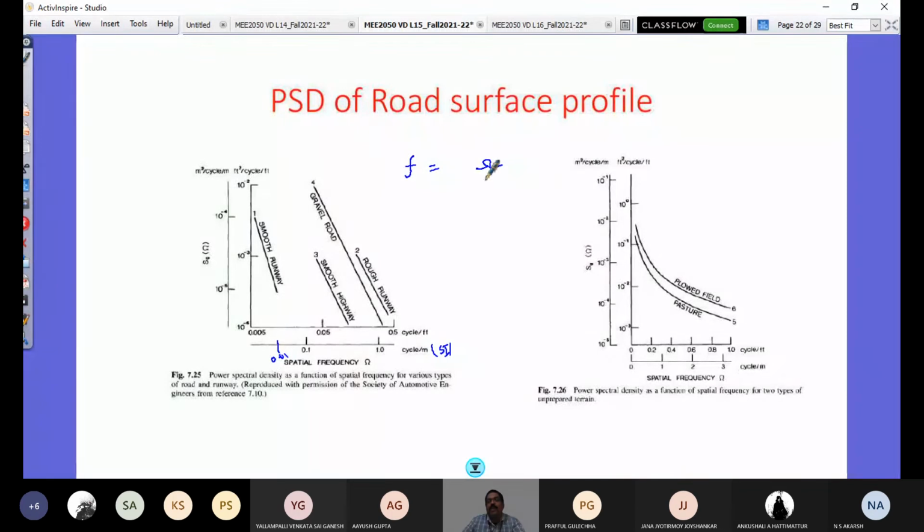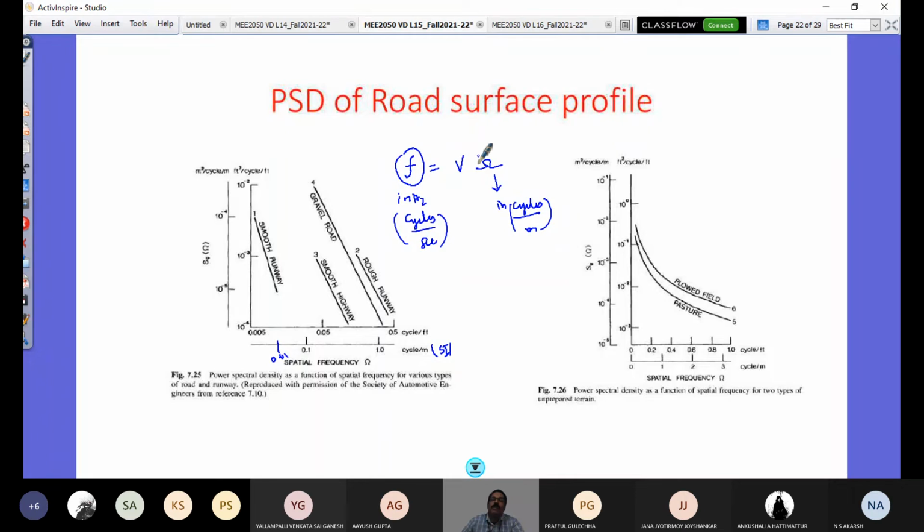If I have spatial frequency, if I multiply by the velocity of my vehicle, I'll get a temporal frequency. So temporal frequencies are in hertz, otherwise called cycles per second, and spatial frequency is in cycles per meter. So if I multiply this by meter per second, meter goes, and I get a temporal frequency. So this is what we are looking at in our study.